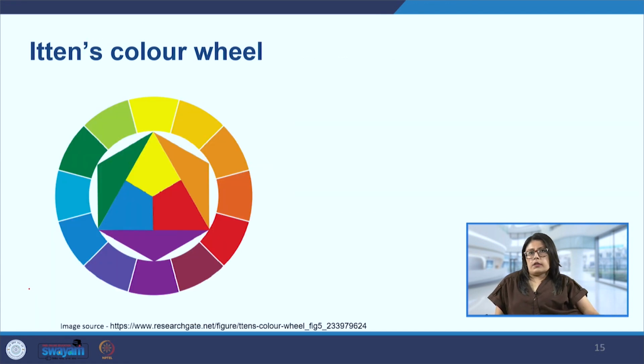Now we'll see the contribution of two important researchers and academicians. One is Johannes Itten. Johannes Itten was a Swiss painter, designer and teacher, and he was also involved with the Bauhaus school. Itten was interested in understanding the relationship between colors, the psychology of color, and how these colors behave when they are in close proximity. This is the color wheel that Johannes Itten had created.